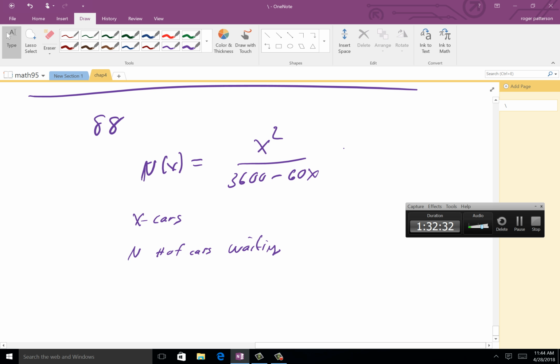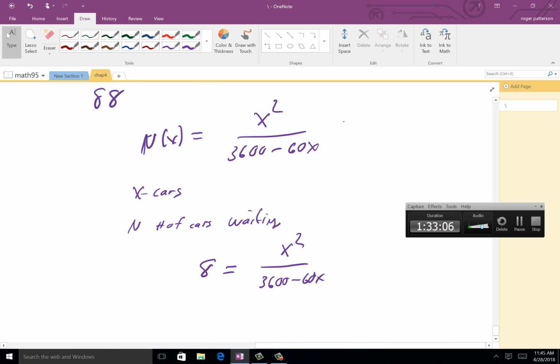So it says where x is less than 60, the first part A is approximate x when n of x equals 8. So when n of x is 8, I'm going to make this 8. Okay, so that's what I wrote. It says n of x is 8, and I want to figure out what x is. So this is what I got. Well, what should I do to solve that?